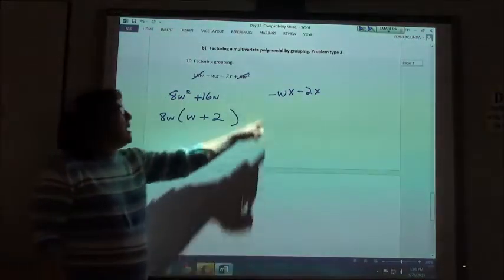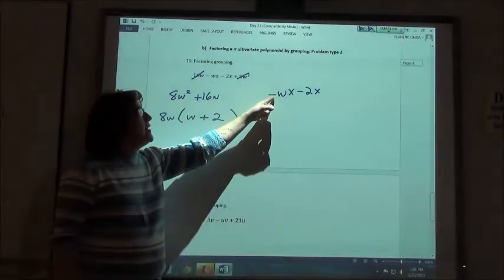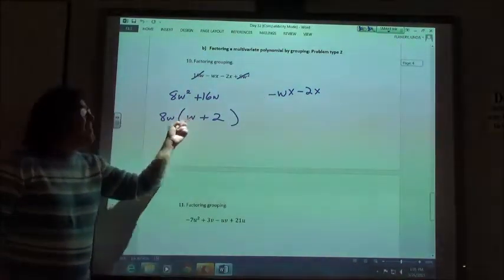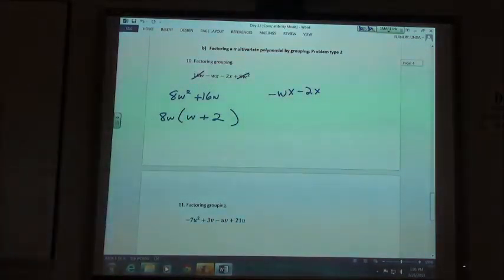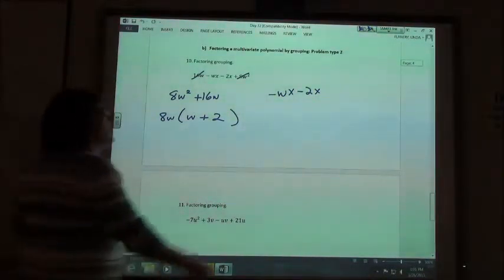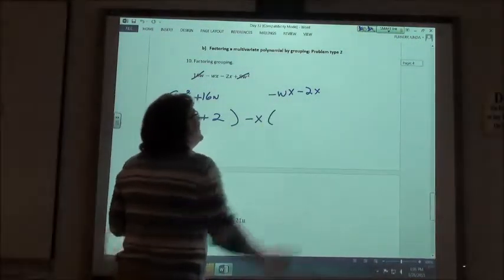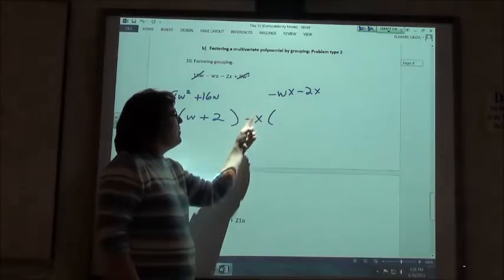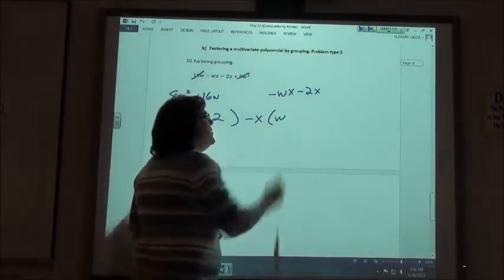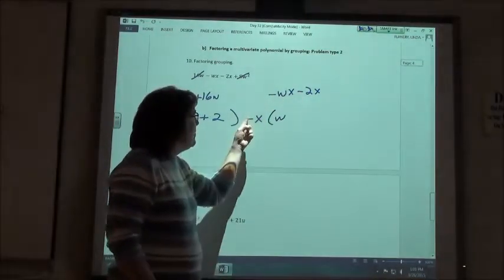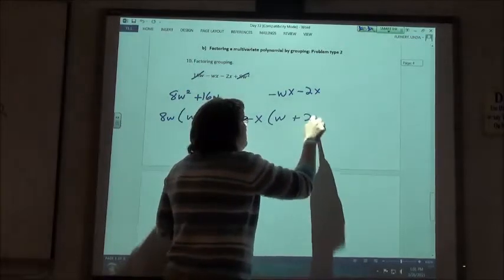And then I'm going to say, what do I need to divide the minus wx by to get a positive w? A negative, not the w, but the x. The negative x. You can see they both have an x in common here. So, negative divided by a negative is going to leave me the positive w. Negative divided by a negative is going to leave me a positive 2.